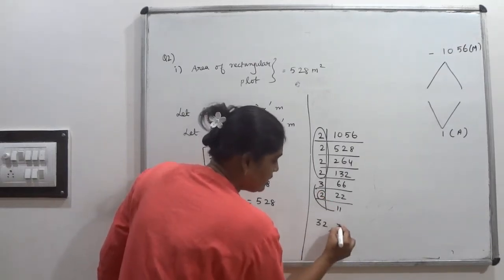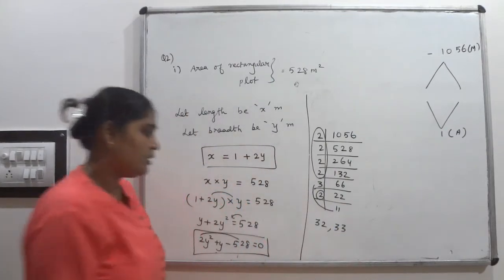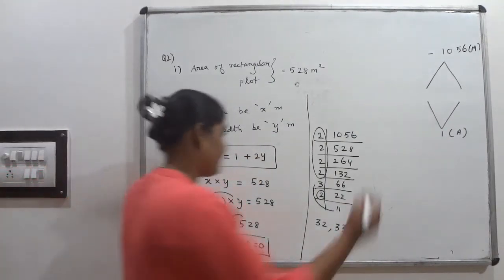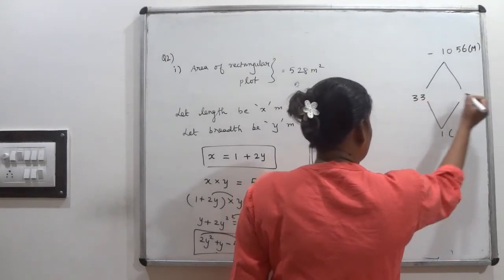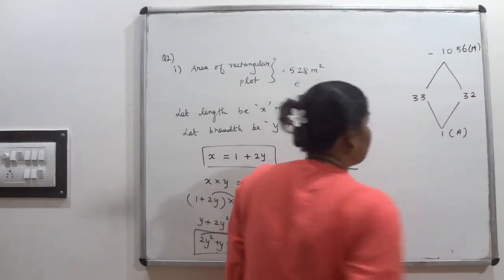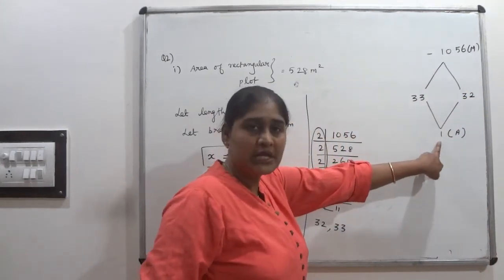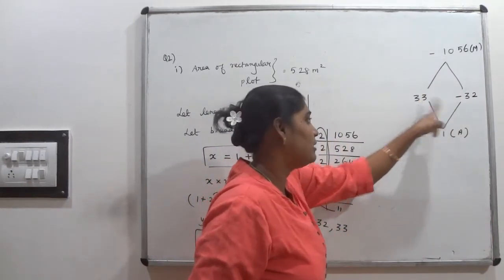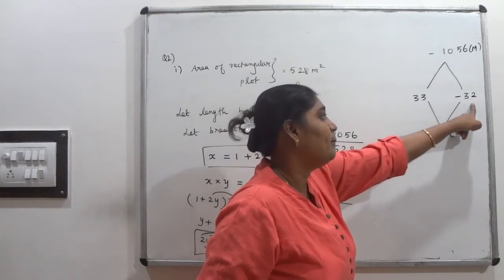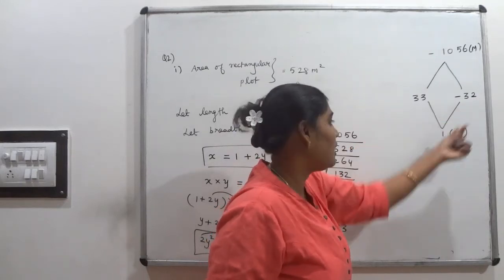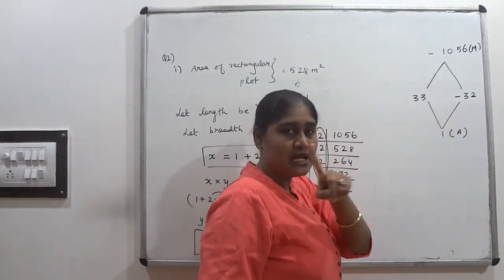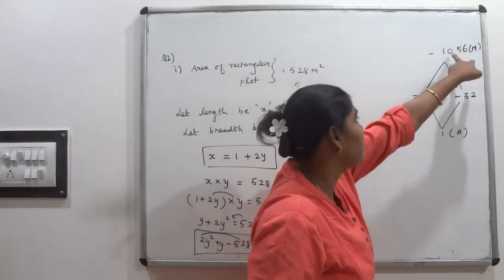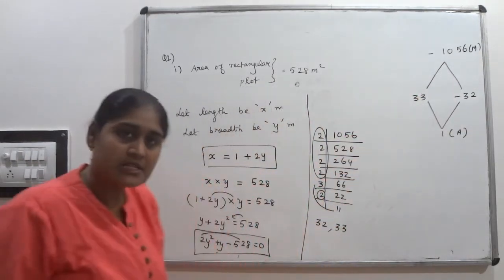11 into 3, what is it? 33. If I am keeping 33, and this is 32, in addition I need plus 1, so I have to keep minus 32. Now you add these two numbers, 33 plus minus 32. Add these two, what will you get? Plus 1. Multiply these two, definitely you will get minus 1056.